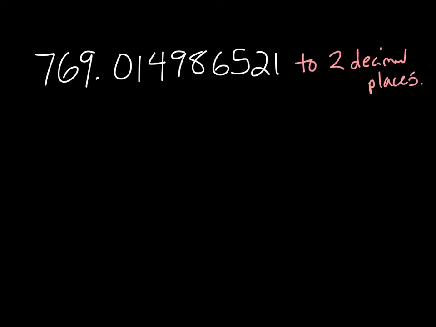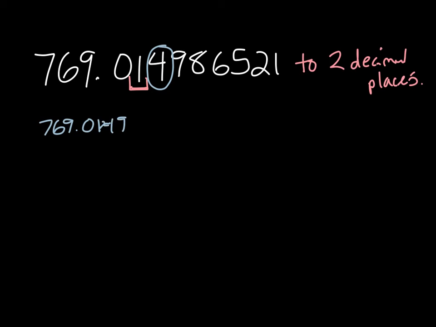Okay, last example. 769.0149865521, and we want to round this to 2 decimal places. Okay, so here's our second decimal place. It's that 1 right there, and we need to know about this 4 right next to it and what that tells us. I do want to show you one example that I find really funny. This is what I see some students doing sometimes.